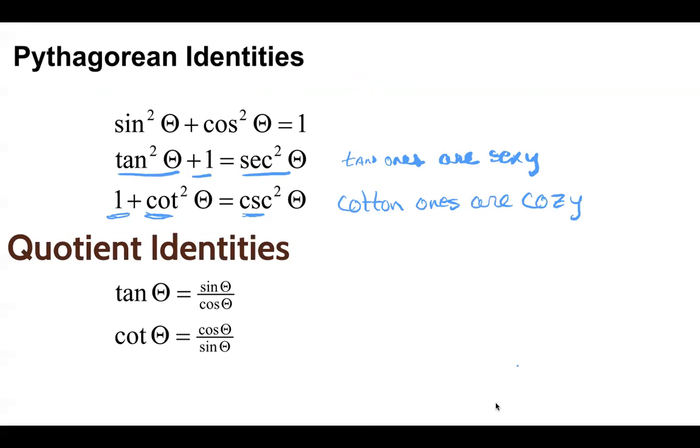The other identity that's really important is the quotient identity. They have to do with tangent and cotangent. Tangent is always sine over cosine, and cotangent is cosine over sine. So if you ever have sine theta over cosine theta, that means tangent theta.